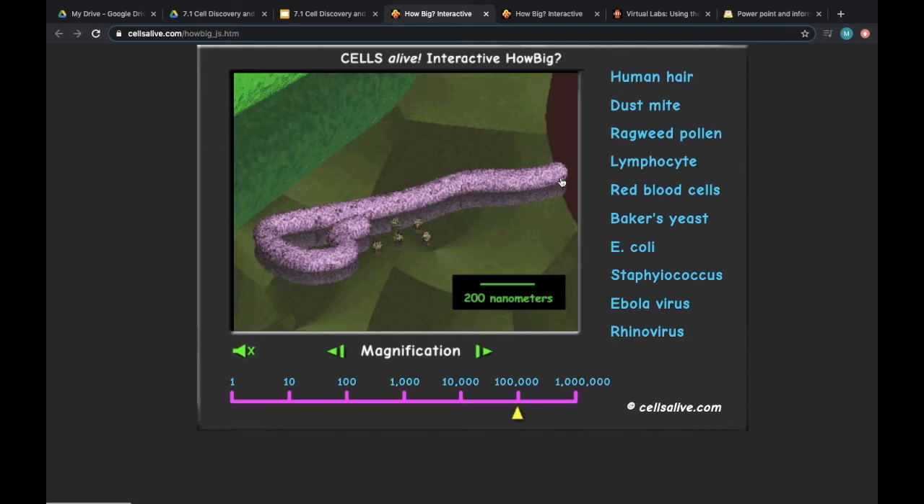Viruses are absolutely tiny, and you cannot see them unless you use an electron microscope. Look at this. We had to go in ×100,000 just to see the Ebola virus. And the Ebola virus is actually considered a pretty big virus compared to most other viruses. So now let's see what's down here.